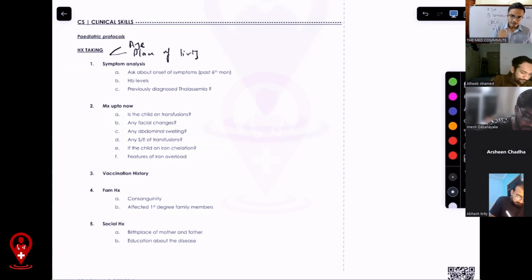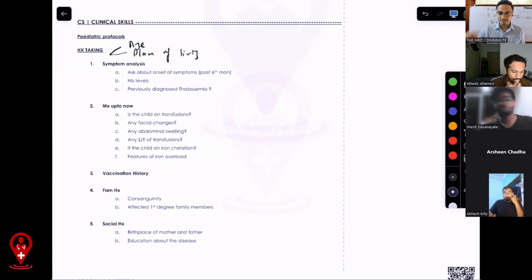Then we come to the symptom analysis. So what are we going to ask about, guys? Usually the patient will present with something like the child's hemoglobin is low, or they will say they came for transfusions. You have to ask about the onset, the first episode, when they first noticed this. Is this the first time they are coming to the hospital, or have they come before and already been given a diagnosis of thalassemia? This you must ask.